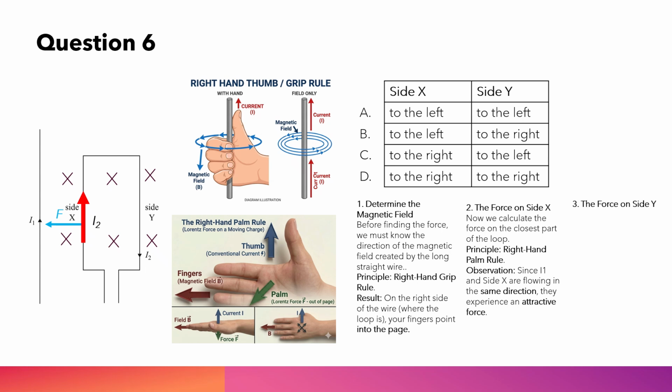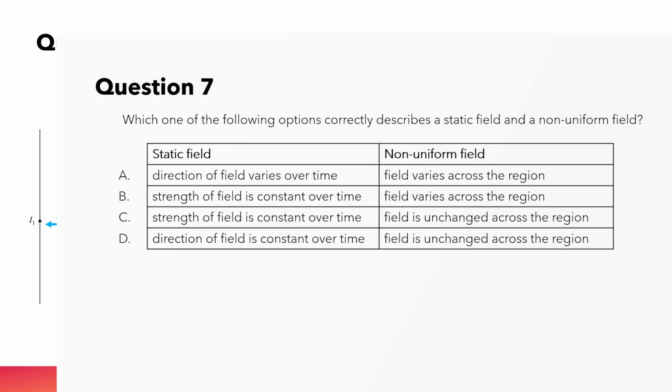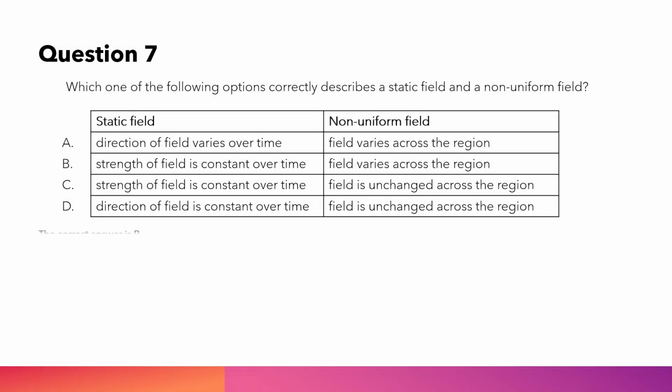3. The force on side Y. Finally, we look at the far side of the loop, side Y. Since the current passing through side Y is opposite to that through side X, the force on side Y should be opposite that on X. Side Y should experience a right force, or repulsive force. The correct answer is B.